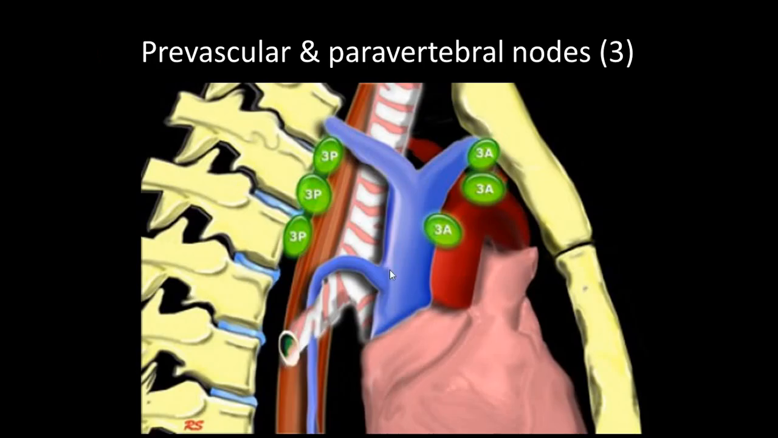Let's have a look at these ones. I think these ones are clear because they are slightly farther from the center. So 3A are anterior to the blood vessels, which means anterior to the aorta and superior to the cava and so on. And the 3P, the prevertebral and paravertebral, are posterior to the esophagus and anterior to and surrounding the vertebral bodies.